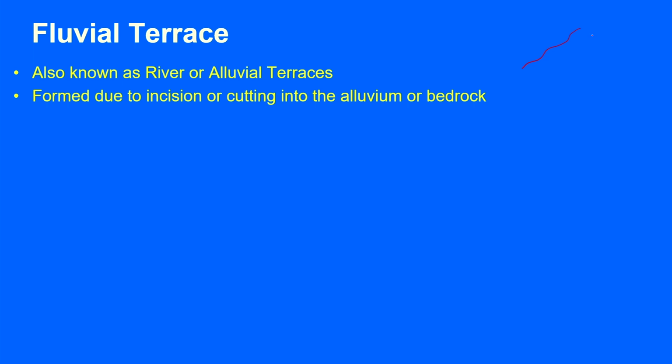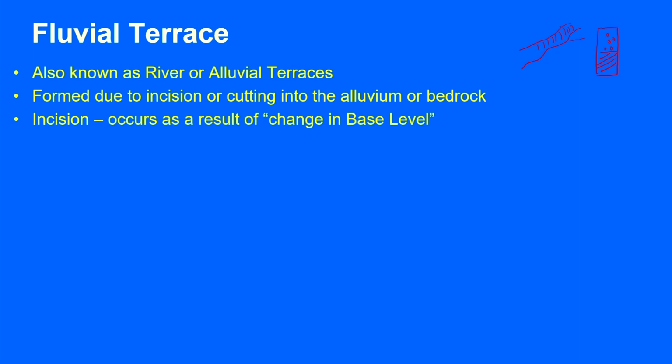So, in many locations, if I take this section here, suppose there is a channel here. You have the incised bank over here. If you look at the section, you may come across a bedrock at the base, and then the alluvium sitting at the top. So, this is quite common actually. Incision occurs as a result of change in the base level.